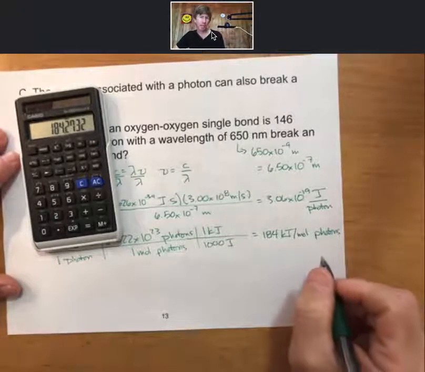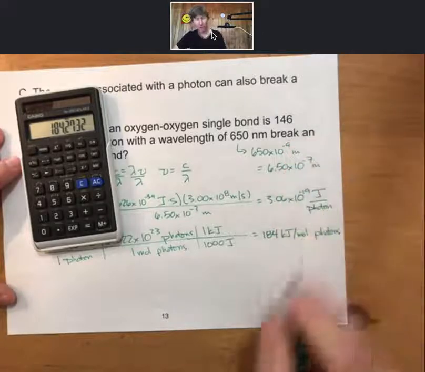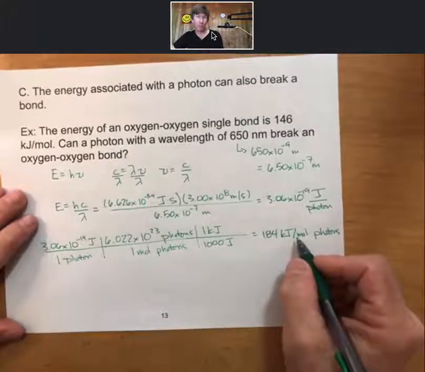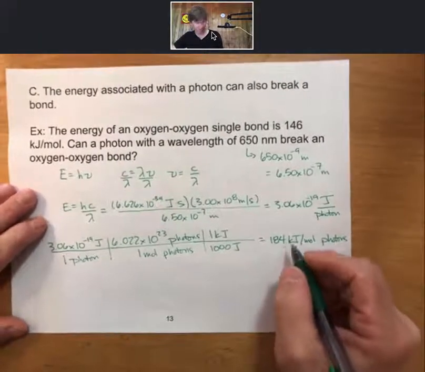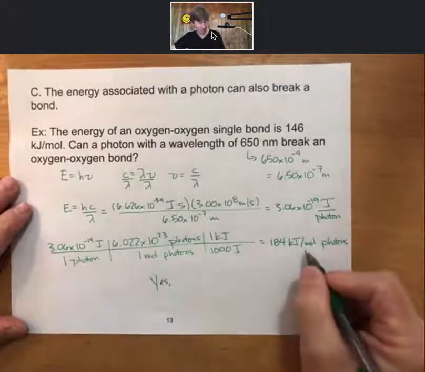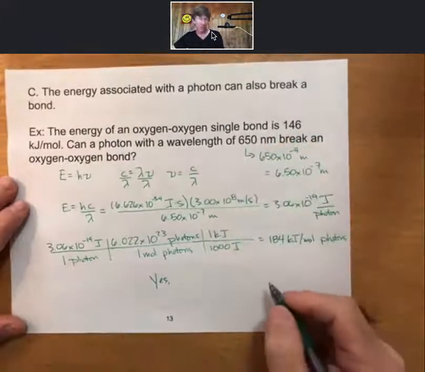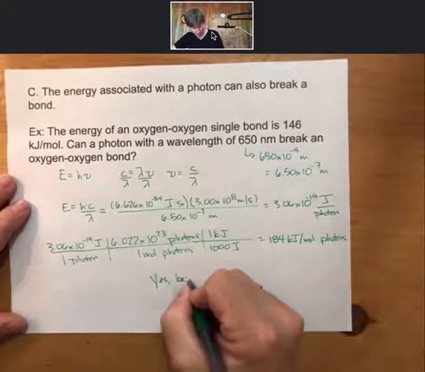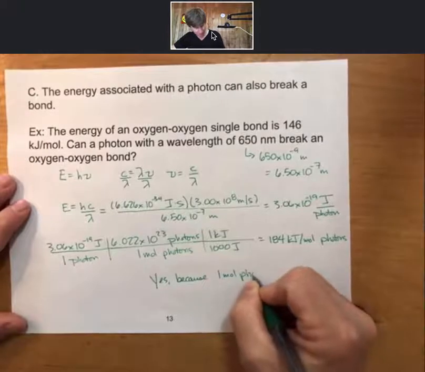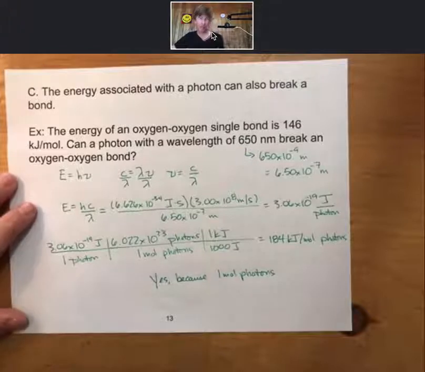kilojoules per mole of photons. So yes, because this number is larger than 146 kilojoules per mole, each of the photons will break an oxygen-oxygen single bond. Can a photon? Yes, because the energy in a mole of these photons, so 650 nanometer photons, is larger. 1 mole of photons has enough energy to break 1 mole of oxygen-oxygen single bonds.